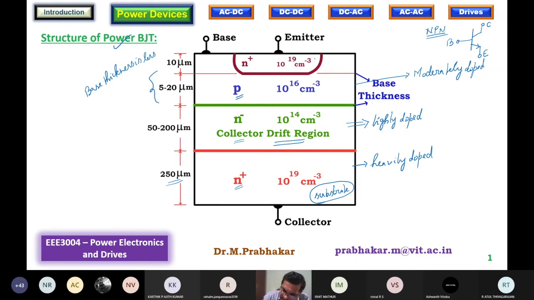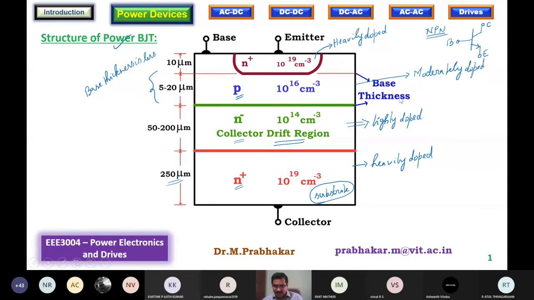Emitter, as I was mentioning, is going to be heavily doped. You can understand that by looking at the concentration level itself. So heavily doped emitter region. Now, let us understand why the base thickness should be less. When we try to understand this, that will actually take care of the operating principle as well.